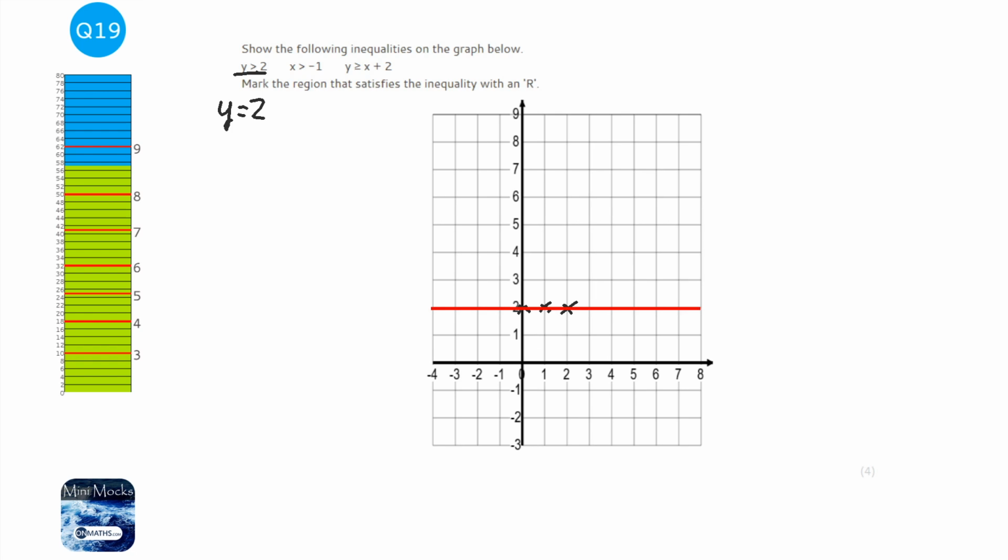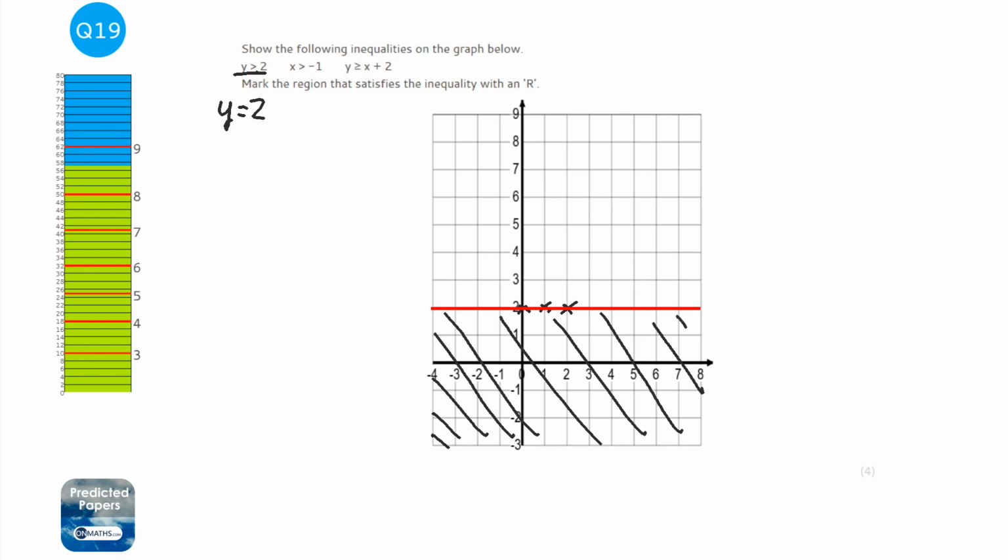Now, the inequality says y is greater than 2. So what I want to do is shade out the region that we're not looking at. So we're going to shade out this bottom region here because we don't want that. And some teachers say shade in the region you want, but it's a lot easier to see the region you want if you shade out everything else. Otherwise you're looking for overlapping regions. Okay, so that is done, so we can cross that off.